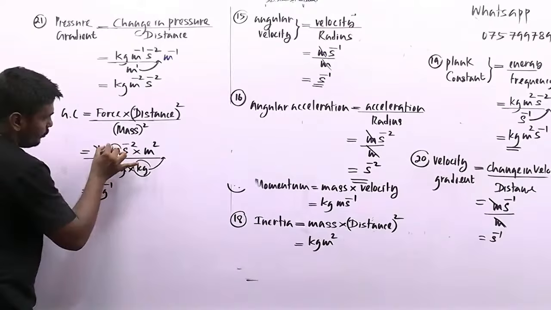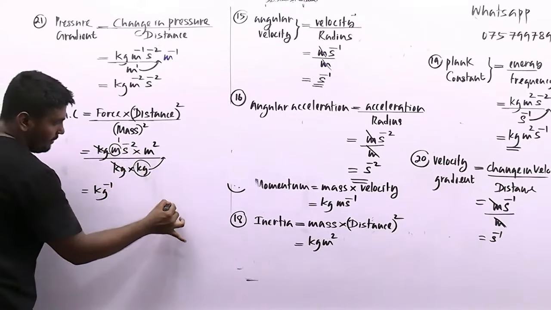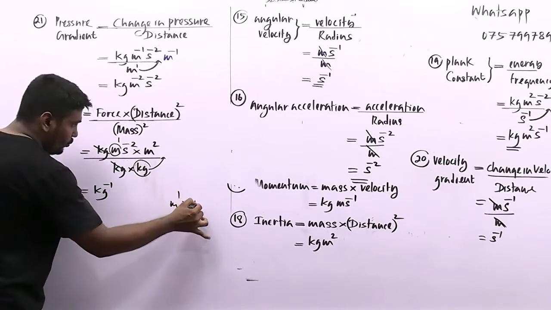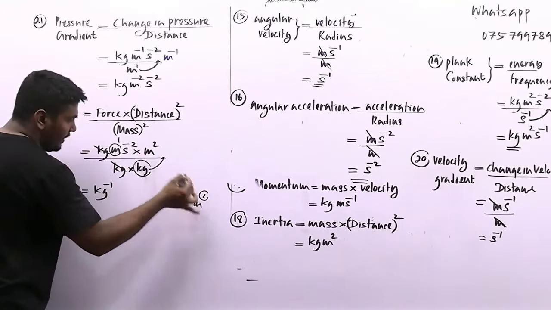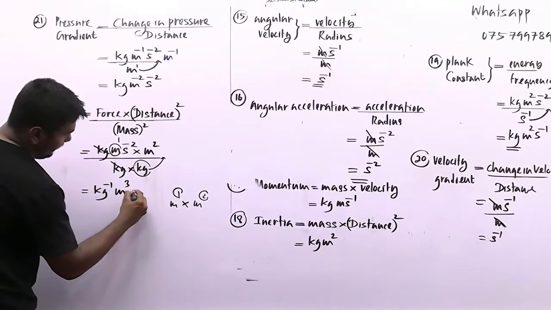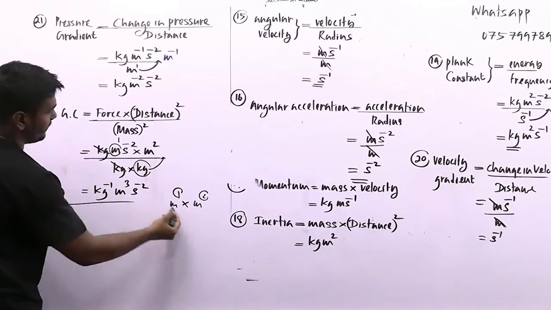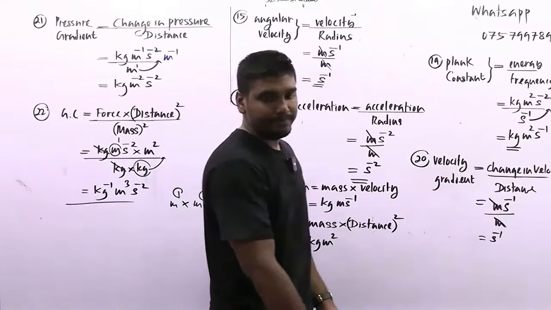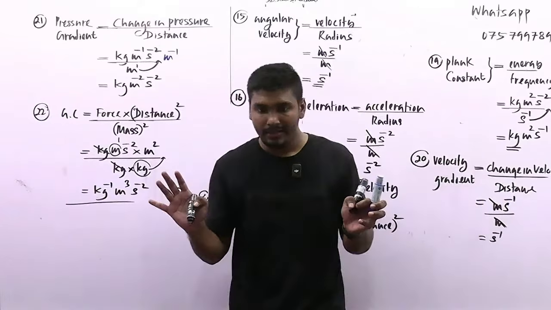And also there is m to the power 1 and m to the power 1 into m to the power 2. You can add their powers. 1 plus 2 is 3. So kg to the power minus 1 m to the power 3 s to the power minus 2. Done and dusted. Right? This is the idea.